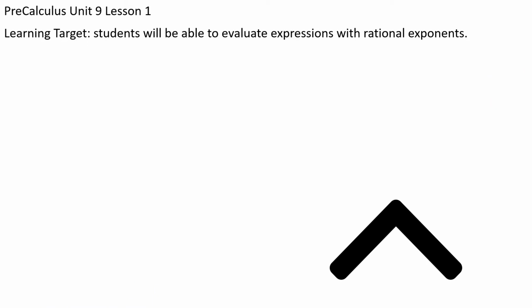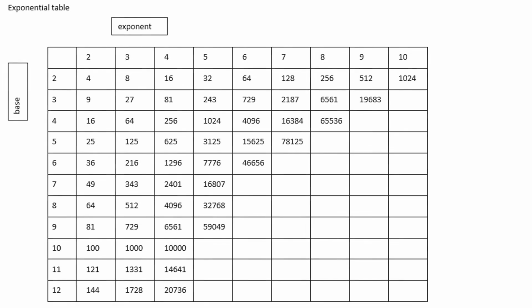We'll find out. So we want to be able to evaluate expressions with rational exponents. In other words, what happens when the exponent is a fraction? Now, this exponent table is available on Quick Schools. You can download it if you want. You probably don't need to print it, but you might want to be able to look at it. And I'll have some examples later on which show how I would use this exponent table, right? So it's not a multiplication table, it's an exponent table.